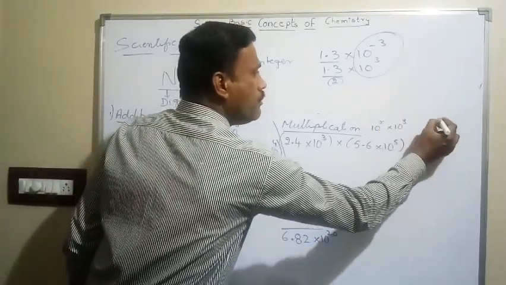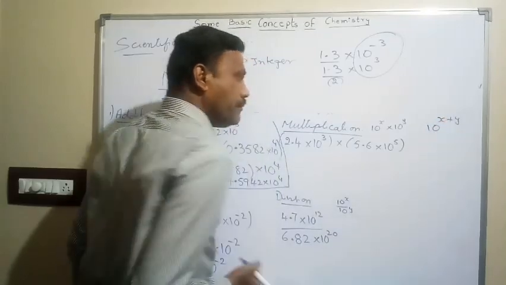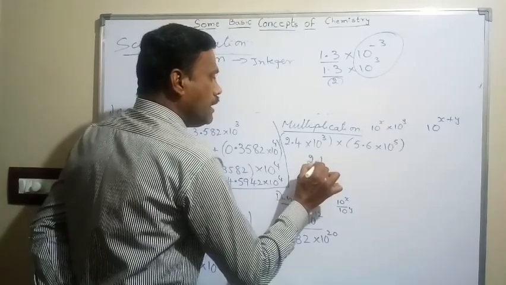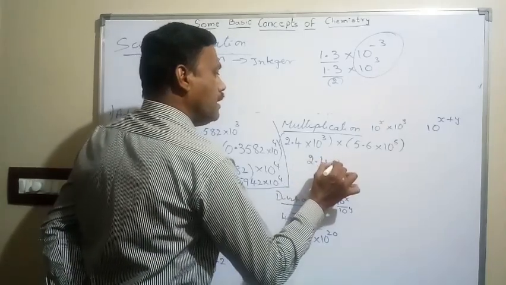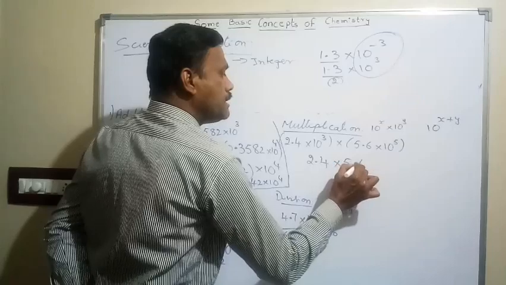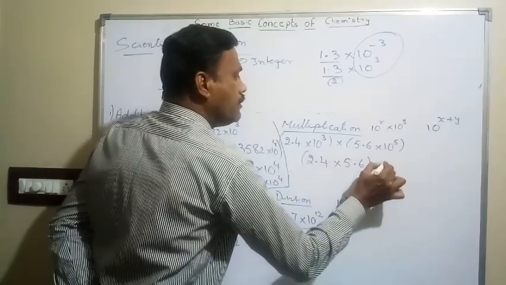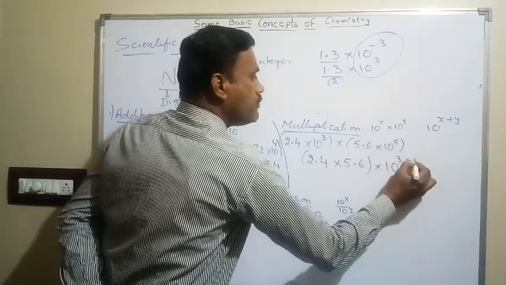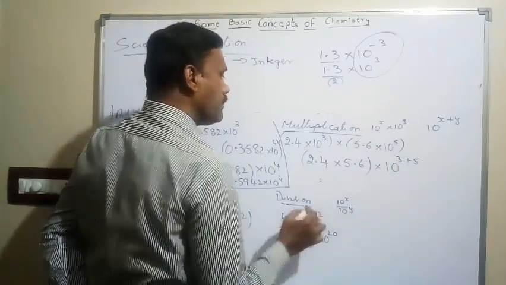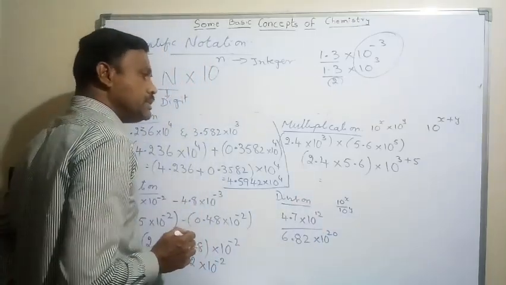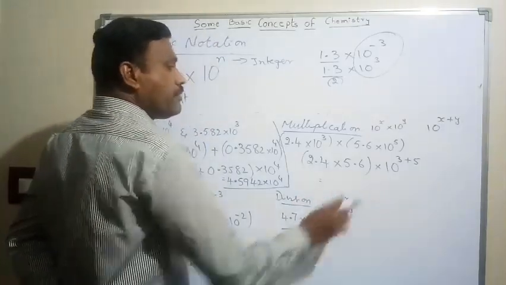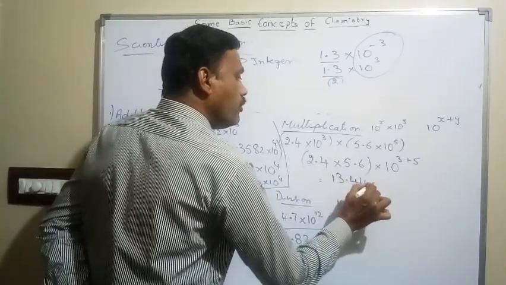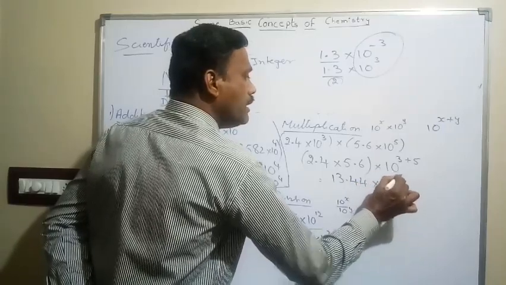Coming to multiplication, bases are the same, powers have to be added. It becomes 10 to the power of x plus y. In case of multiplication, that is 2.4 into 5.6 into 10 to the power of 3 plus 5. So that becomes 2.4 into 5.6 into 10 to the power of 3 plus 5. That is 13.44, which is 1.34 into 10 to the power of 9.